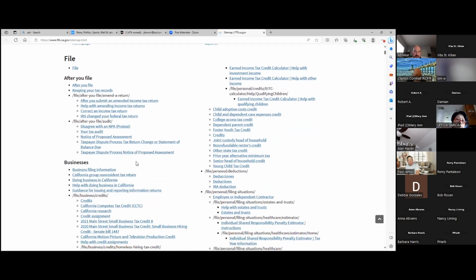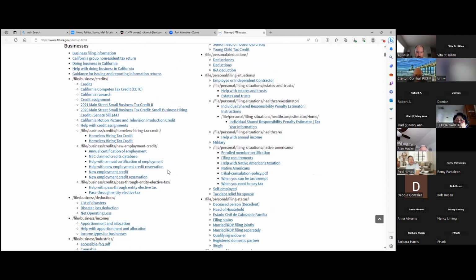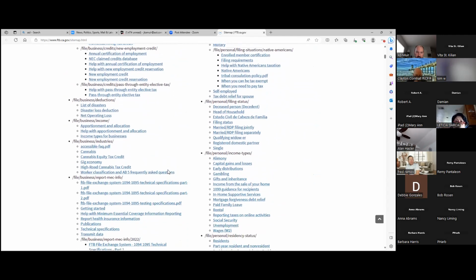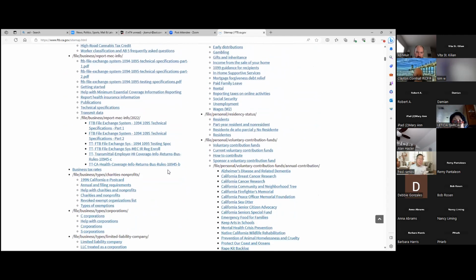All right, and then you can see there's business stuff. You're not going to worry about that business stuff because we don't prepare corporate returns in the VITA program. We don't prepare partnership returns in the VITA program. And so you can see all of the various business credits, and there's a lot of business credits. But again, we don't do that in the VITA program. All right, we're going to go down to the bottom. You can see all the stuff there for businesses.